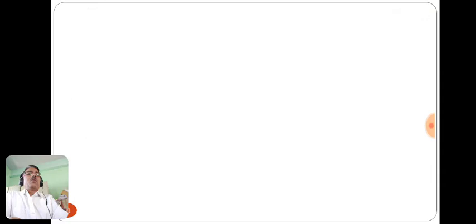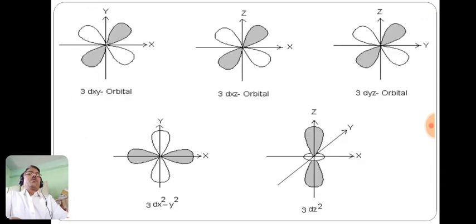Now let us see the shapes of d orbitals. So these are the shapes of the d orbitals. This is the shape of the dxy orbital, x and y. See, this is the dxz orbital. This is the shape of the dyz orbital. This one is the shape of the dx square minus y square orbital, and this one is the shape of the dz square orbital, which is different from the remaining 4 d orbitals.